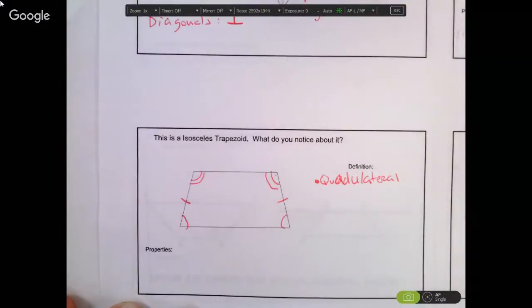Mark said quadrilateral triangles. Did I say triangles? No, Mark said quadrilateral triangles. Yeah, he regrets what he said. Okay, I'm listening.